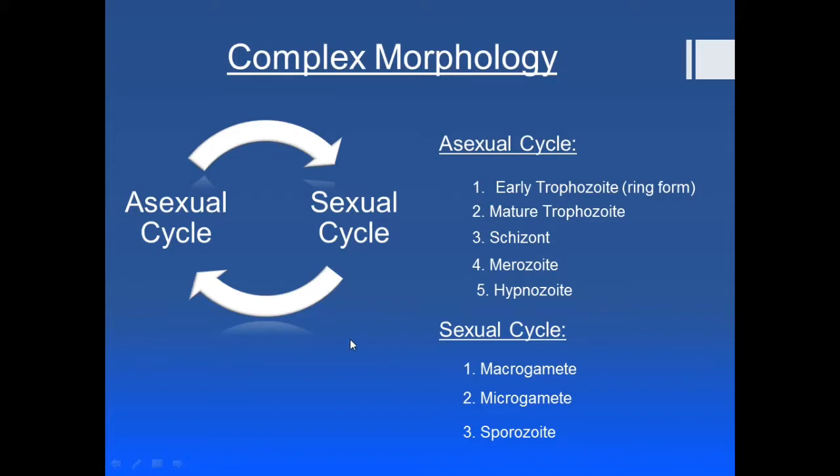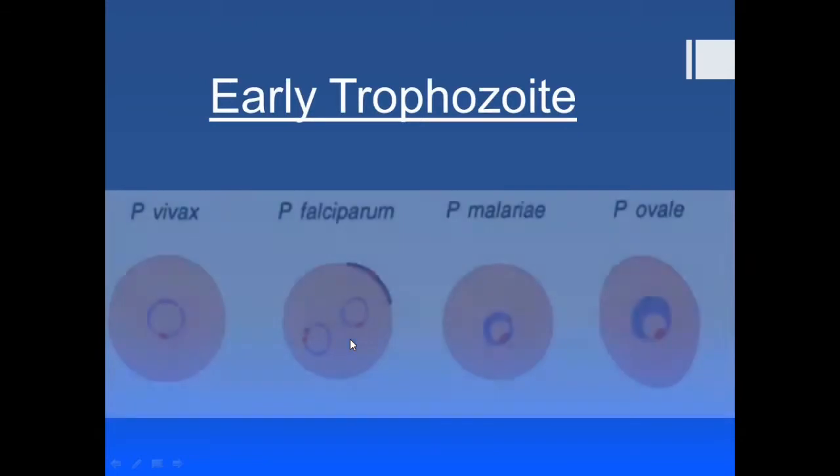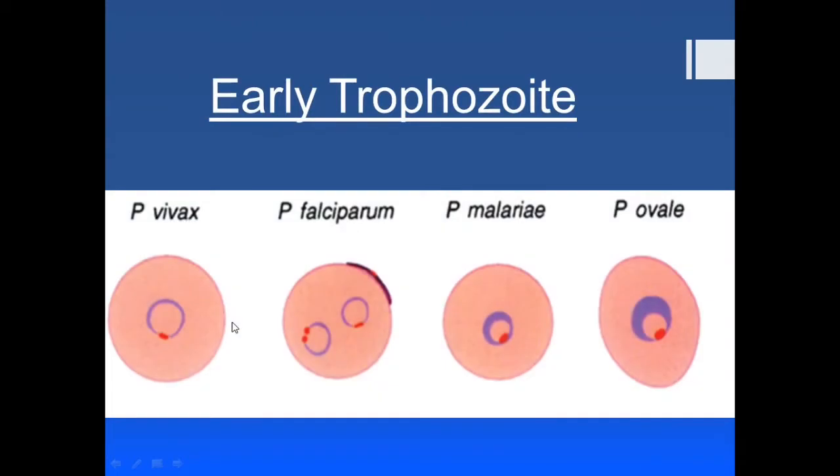So let's make a start. First of all, the early trophozoite. We studied that first of all, the early trophozoite will be formed, the ring form will be formed in the RBC. So in its ring form, you see that in every one of these, this is your plasmodium. This plasmodium has arranged itself in the form of a ring. You can see this whole is the red blood cell, RBC. So inside the RBC, you can see this ring is the plasmodium.